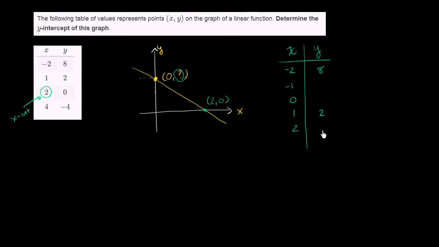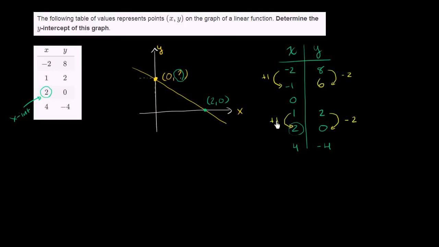When x is 2, y is 0. This right over here is the x-intercept. When x is 4, y is -4. So they skip 2 right over here. So let's just see how y changes with respect to changes in x. So when x changes by 1, y goes down by 2. And it's a line, so it's going to have a constant rate of change of y with respect to x. So similarly, when x increases by 1, y is going to decrease by 2.